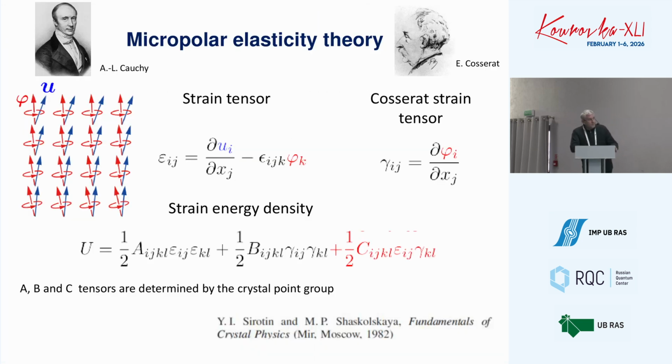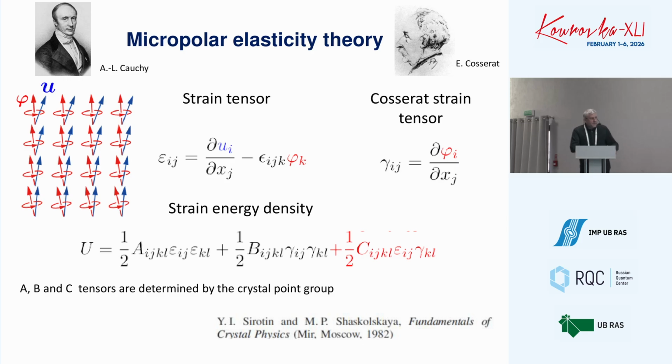I start with the basics of classical theory. The elastic theory we study in universities was suggested first by Cauchy, who first guessed that we have to operate not with the atomic displacement, but with the second rank tensor of strain deformations. In the beginning of the 20th century, another French mathematician, Cosserat, expanded Cauchy theory, and he introduced micro-rotations as degrees of freedom independent from the micro-displacement.